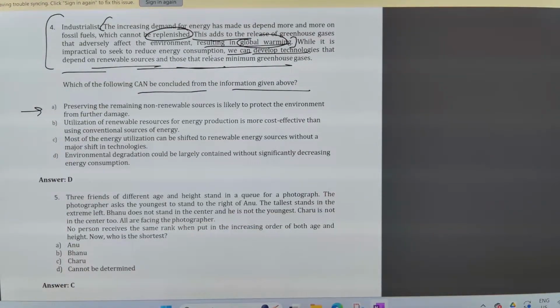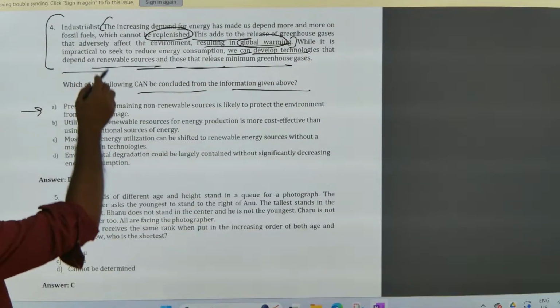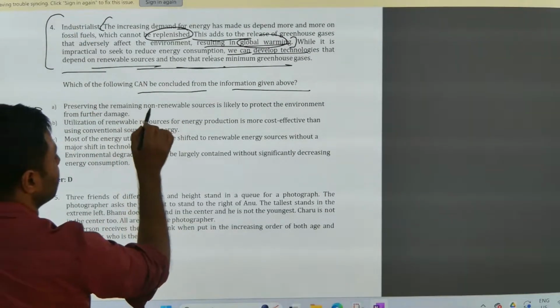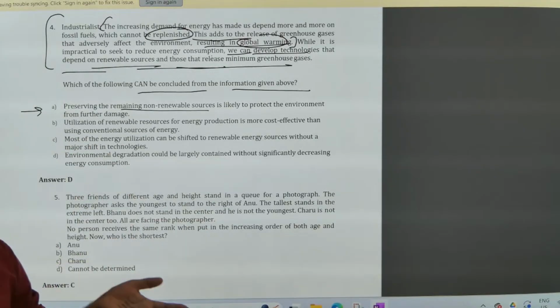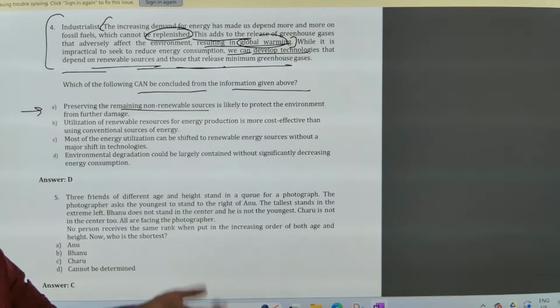Preserving the remaining non-renewable sources is likely to protect the environment from further damage. So he never spoke about preserving the remaining non-renewable sources. Means the industrialist never said that we will not use coal anymore, we will not use petrol anymore, right? He just said that until the technologies are developed, we will continue to use these things and we will continue to increase our energy demand also, right?